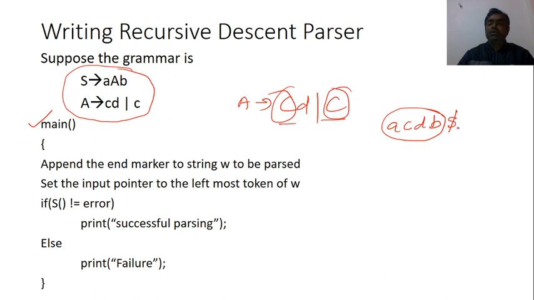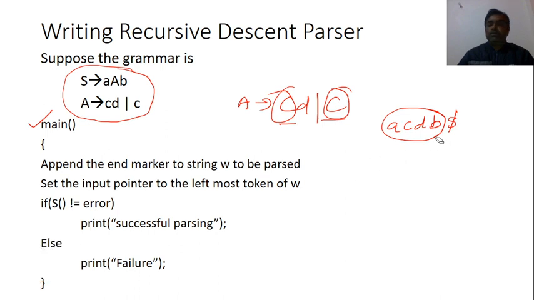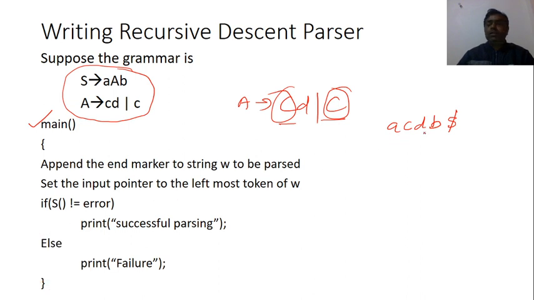I have appended the end marker as dollar here. After appending the end marker, you know that our input pointer will be at dollar. Now just set the input pointer at the leftmost token of the given string, at A only.